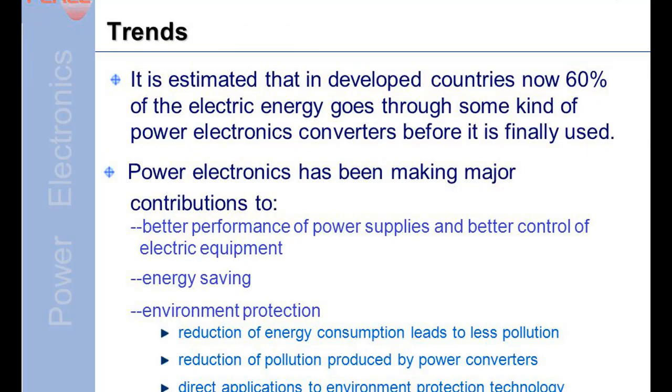Environmental engineering trends. It is estimated that in developed countries now 60% of the electric energy goes through some kind of power electronics converters before it is finally used. Power electronics has been making major contributions to better performance of power supplies and better control of electric equipment, energy saving, and environment protection. Reduction of energy consumption leads to less pollution. Reduction of pollution produced by power converters. Direct applications to environment protection technology.